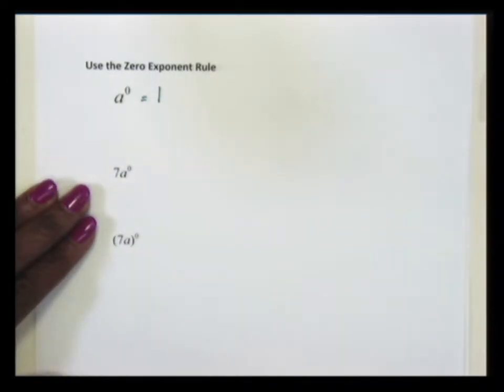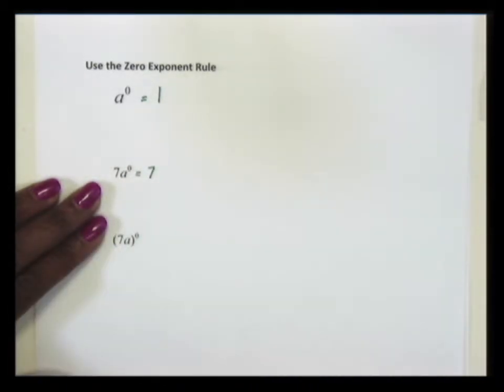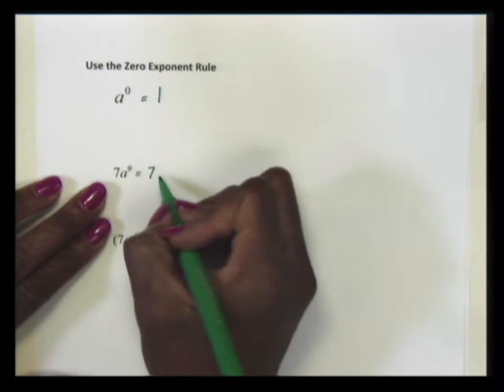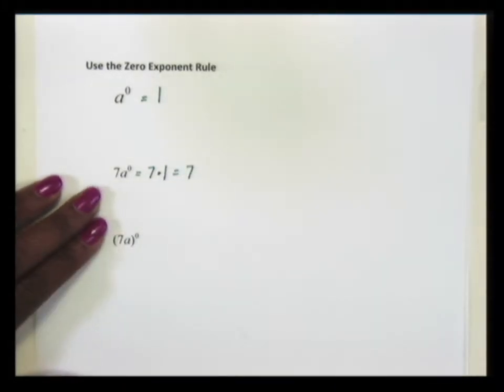In the second example, I have 7a to the 0 power. This is 7 times a to the 0 power. The only base with a power of 0 is the a. 7 is still 7, but a to the 0 is now 1. So we simplify to just 7.